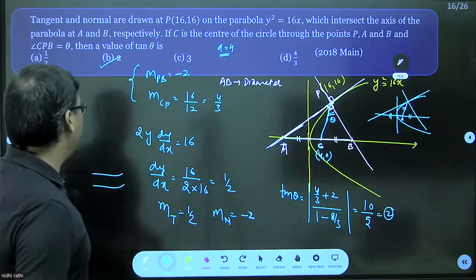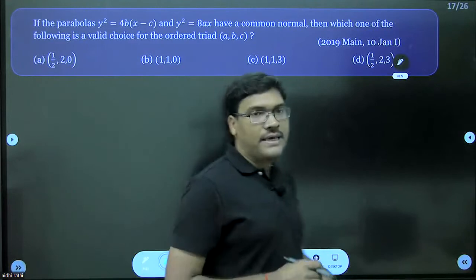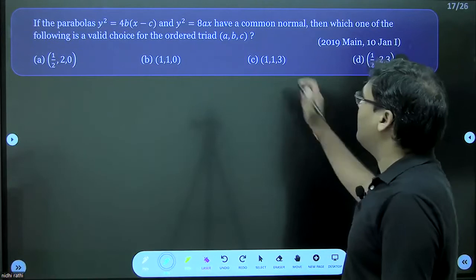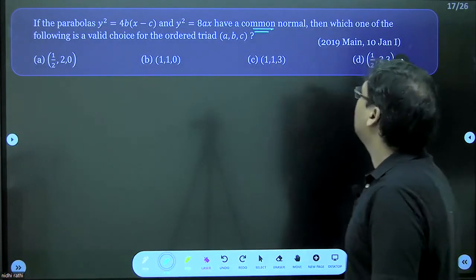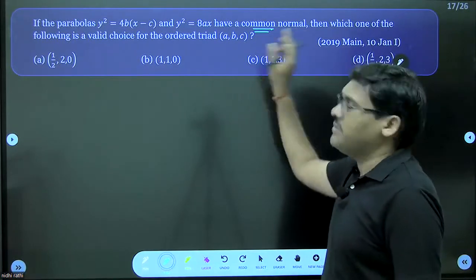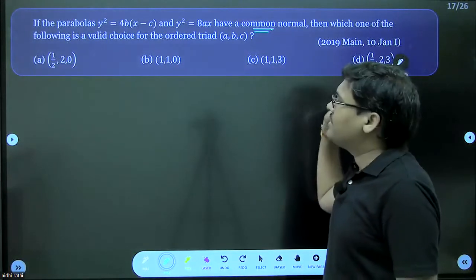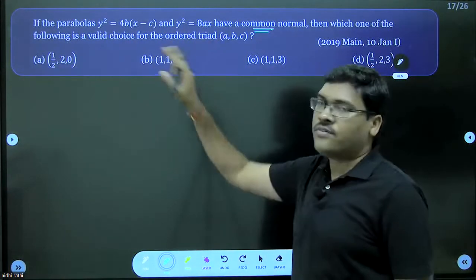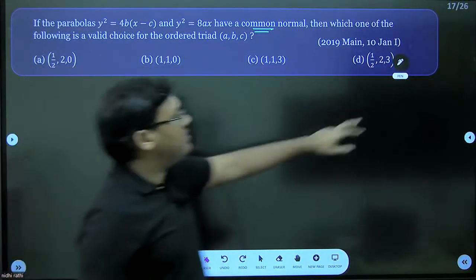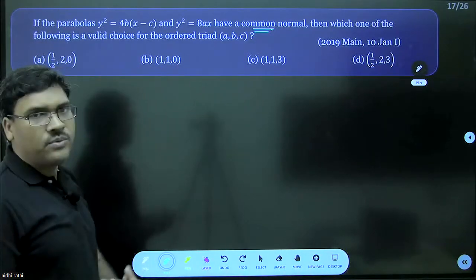So the next question is, if parabola y square equal to 4b(x minus c) and y square equal to 8ax have a common normal, then which of the following is a valid choice for the ordered triad a, b, c? That means you have to find which of the following can be the values of a, b, c such that these two parabolas have a common normal. Now see, first thing you can observe here, in the options it is given that the ordered triad a, b, c are all positive or zero, right?